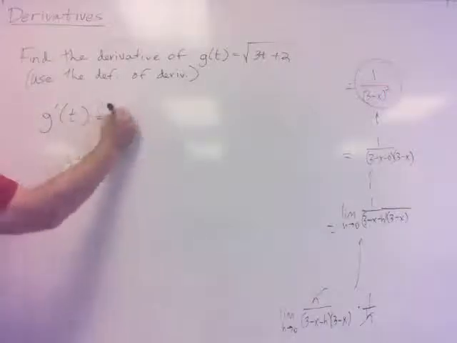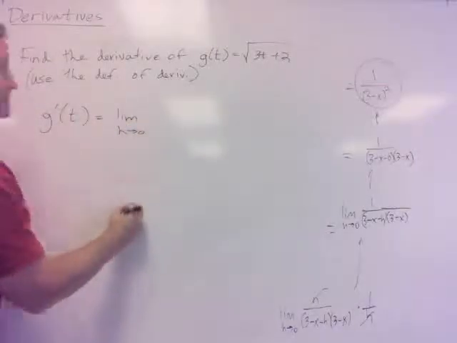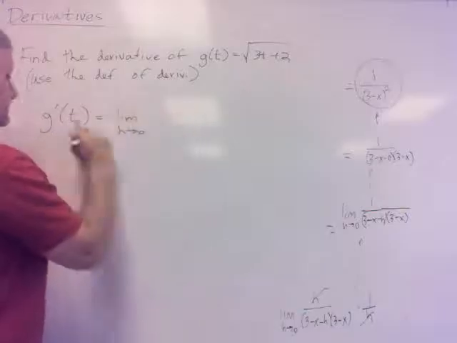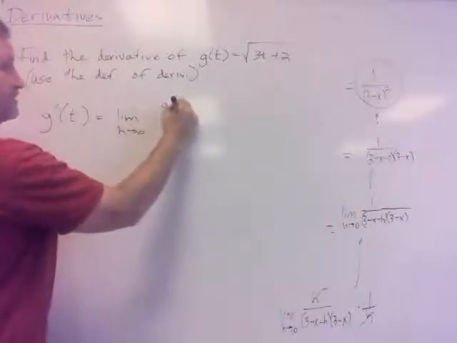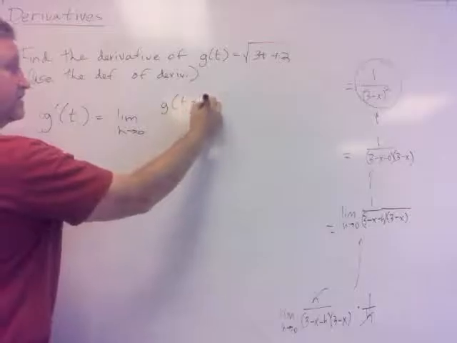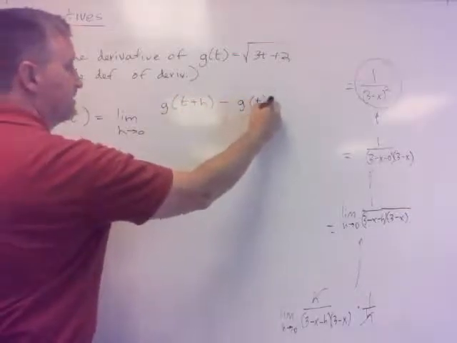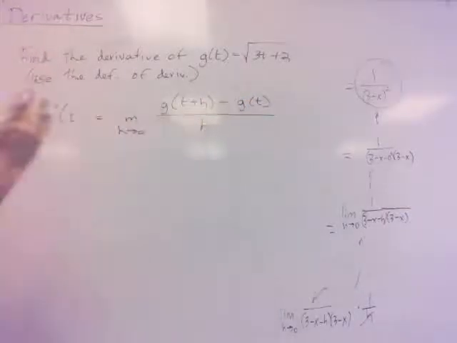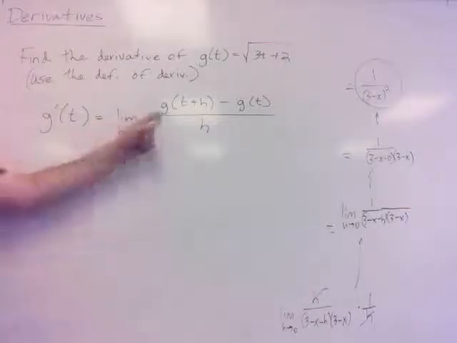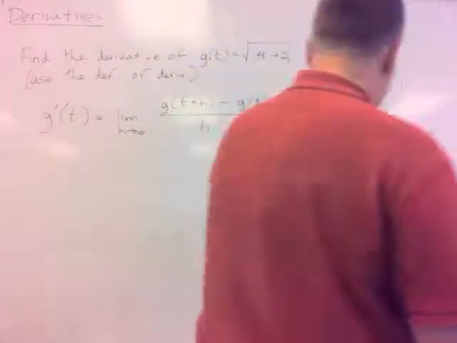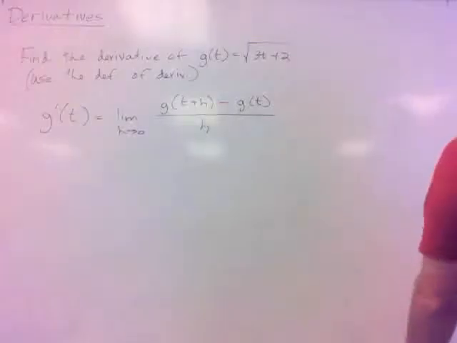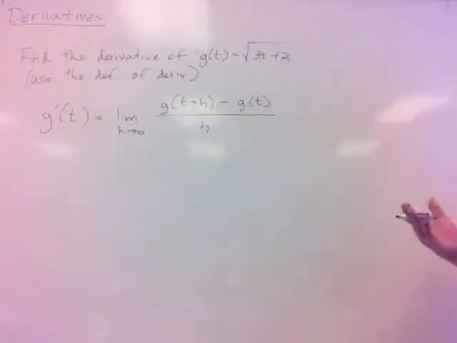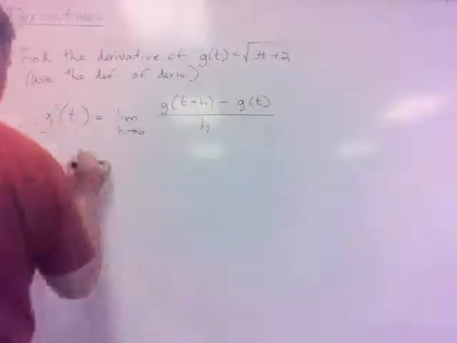Well, it's going to be the limit as h approaches 0 of, instead of f of x, I've got g of t, so it would be g of t plus h minus g of t over h. Instead of f of x, I'm changing everything over to g of t's. With me? It's all the same, though, just changing letters and things.